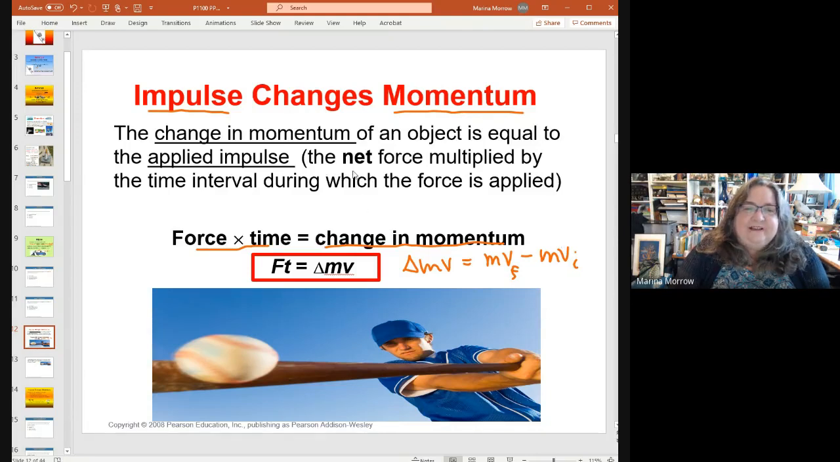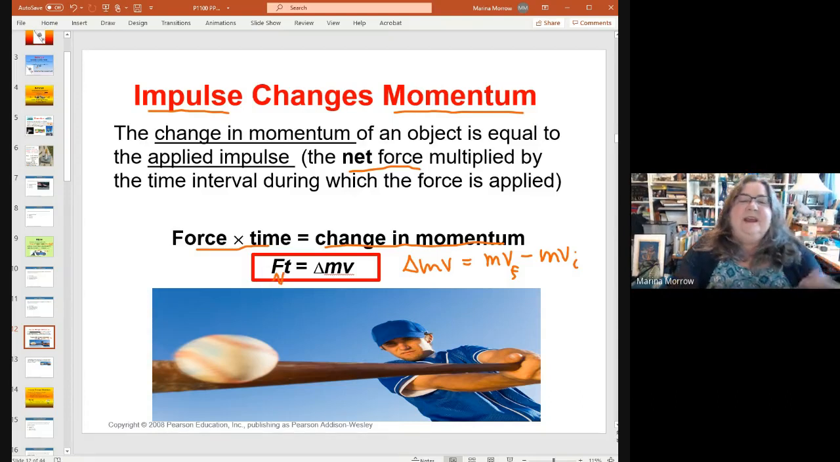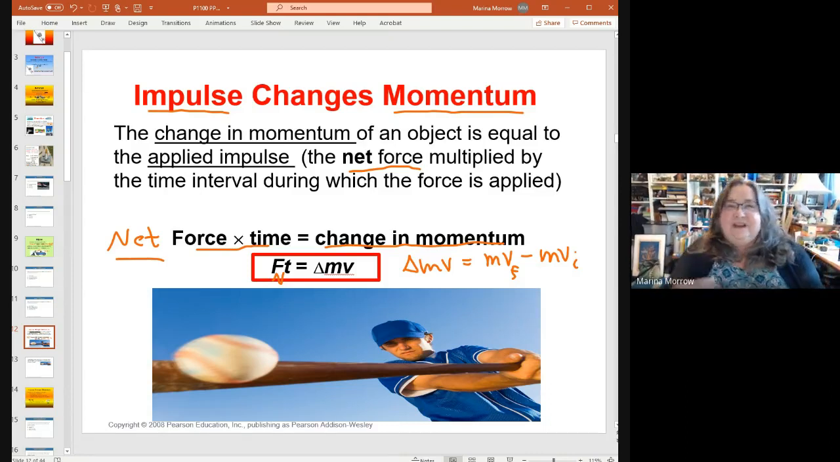And so in this case, though, remember this should be the net force. That gets left off the formula a lot. And so yes, we're really talking about if a net force is applied, then that will change the momentum. Okay, so net force is what changes momentum. Because if you've got no net force, then it's not going to change it, right? So there's no push either direction. Pushes are balanced, no change in momentum.